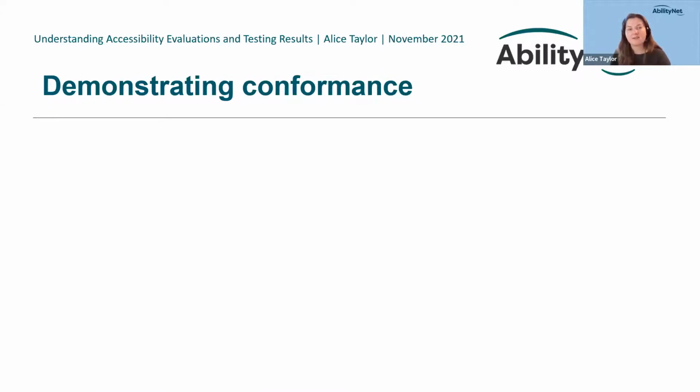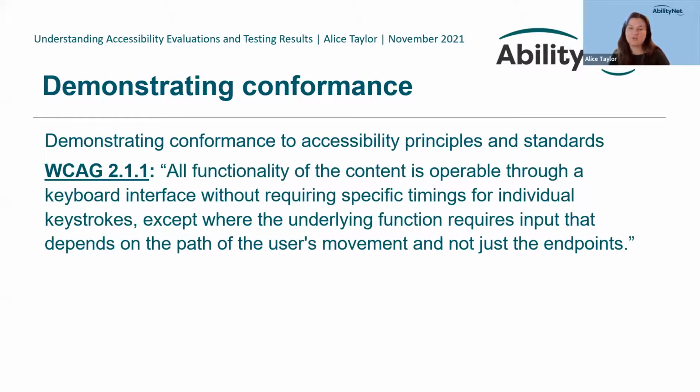So the guidelines themselves, the WCAG guidelines, can be quite technical, and this example shows the keyboard requirement. So this says that all functionality of the content is operable through a keyboard interface without requiring specific timings for individual keystrokes, except where the underlying function requires input that depends on the path of the user's movement and not just the endpoints. So what the success criteria requires is that the user can tab through the page and all the parts are operable.